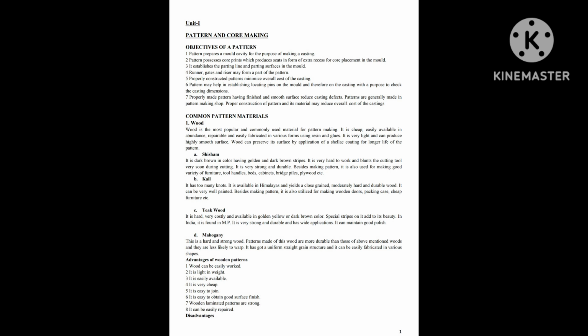B. Kale. It has too many knots. It is available in Himalayas and yields a close-grained, moderately hard and durable wood. It can be very well painted. Besides making pattern, it is also utilized for making wooden doors, packing case, cheap furniture, etc.